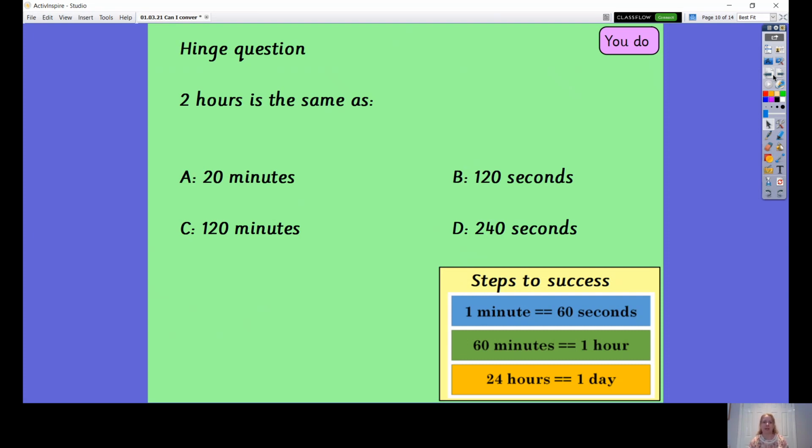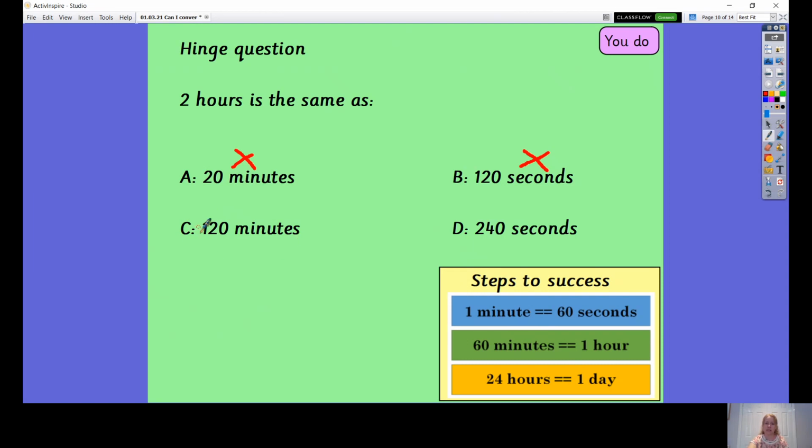Okay, the answer, drum roll please, is not 20 minutes. No. Because I can plainly see that there are 60 minutes in 1 hour. So if there are 60 minutes in an hour, then obviously it's not 20 minutes. B, 120 seconds. Well, there are 60 minutes in an hour. That's seconds. 120 seconds is just the same as 2 minutes, not 2 hours. So it's not that one.